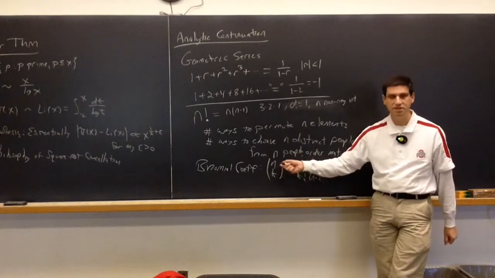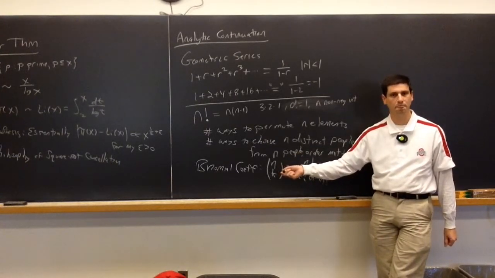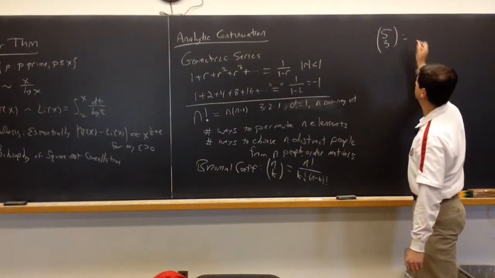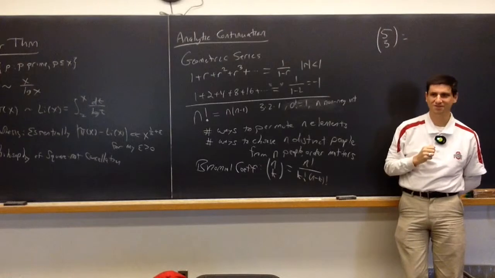So you've probably seen these in Pascal's triangle. Can somebody tell me what 5 choose 3 is? How many ways can I choose 3 people from 5?